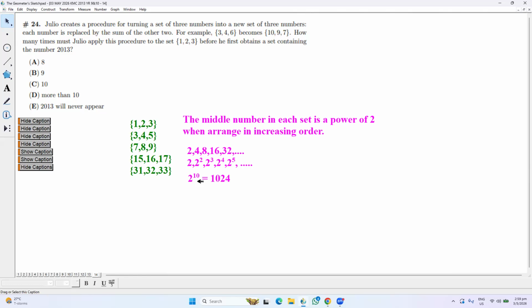2 power 10 will be inside. So when 2 power 10 is the middle number, then the neighbors are 1023 and 1025. So the next set will have 2048, double, 2 power 11. So because of this, 2013 will never appear. It jumped already, overshot. Answer E.